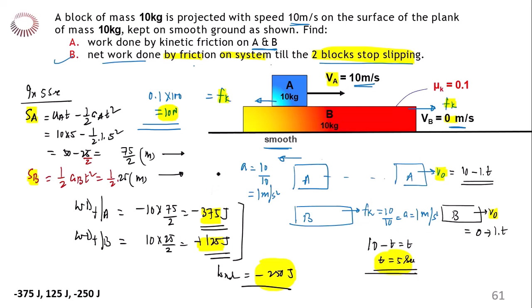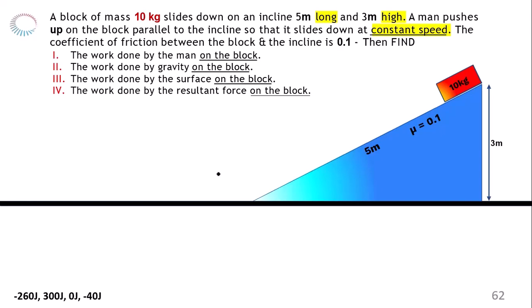Okay. So moving on to the next situation. Again the blocks are there. So a 10 kg block slides down an inclined plane 5 meter long and 3 meter high. It is coming down an inclined plane. Now it is given that it slides down, that means the block is moving down. A man pushes up the block parallel to the incline so that it slides down at constant speed.